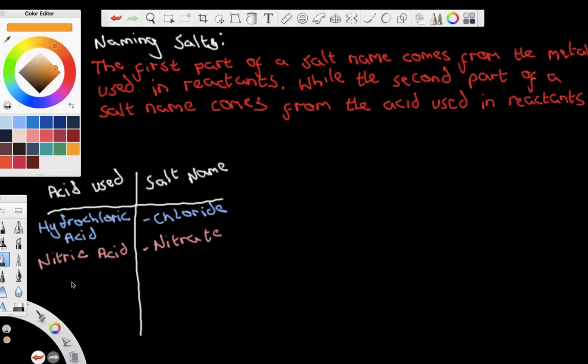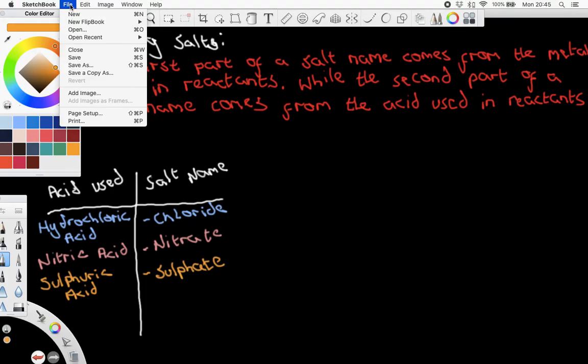If the acid you use is sulfuric acid, the salt name will have sulfate at the end of it. So let's see if we can name some salts.